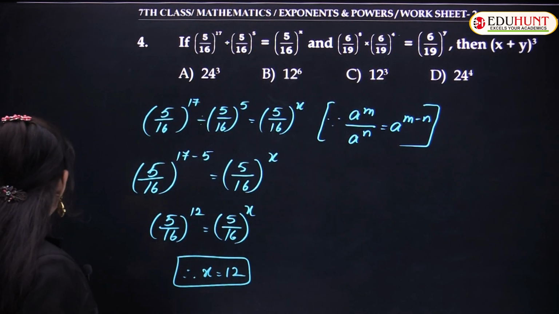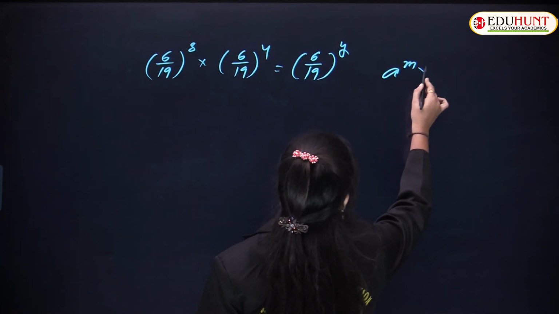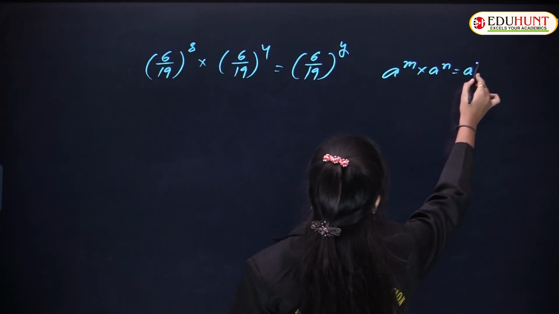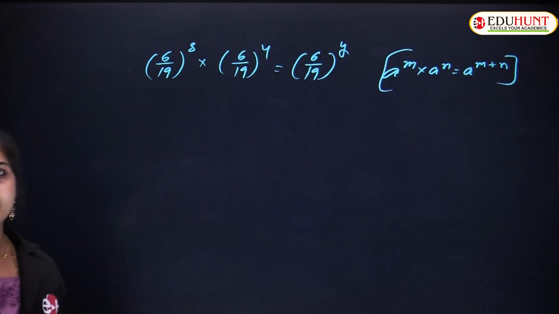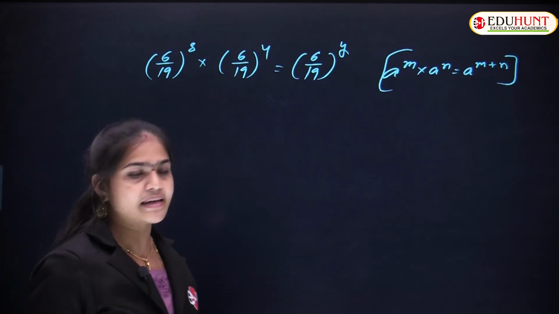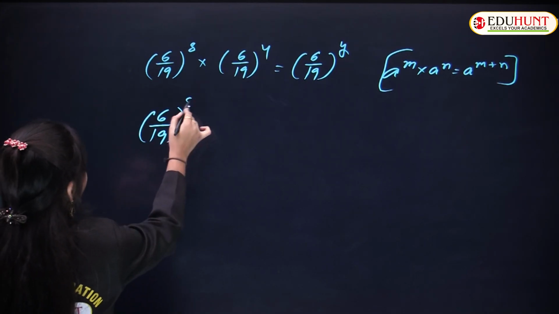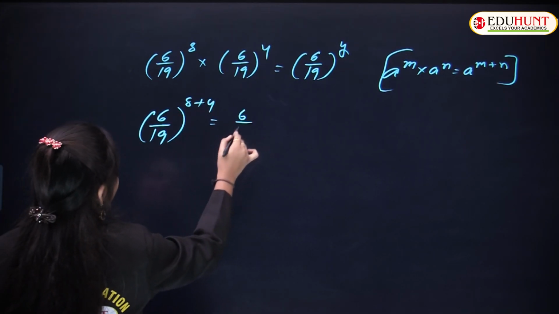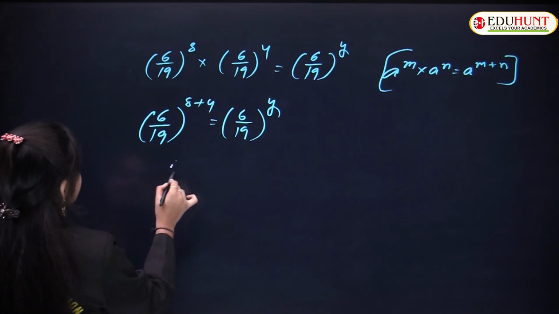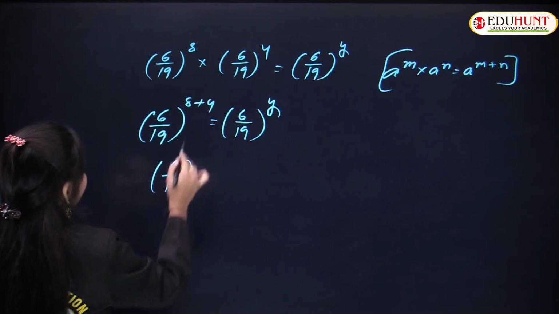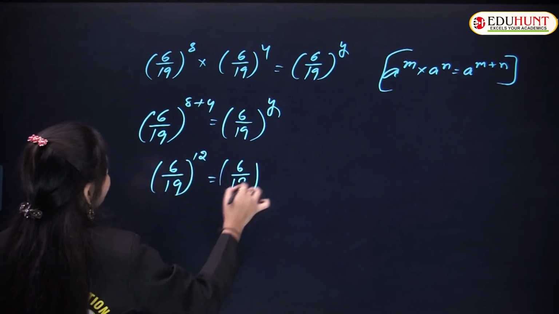Now see, multiplication means which formula do we have to apply here? a power m into a power n is equal to a power m plus n. Apply that formula here: 6 by 19 whole power 8 plus 4 is equal to 6 by 19 whole power y. As per this, 8 plus 4 is equal to 12, so 6 by 19 whole power 12 is equal to 6 by 19 whole power y.